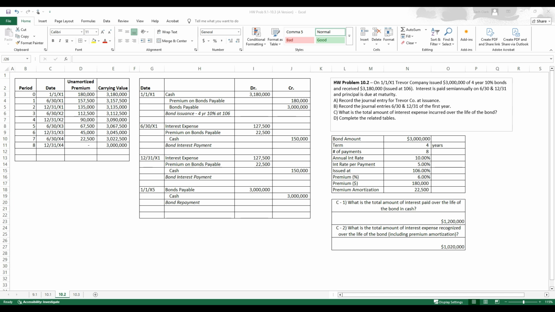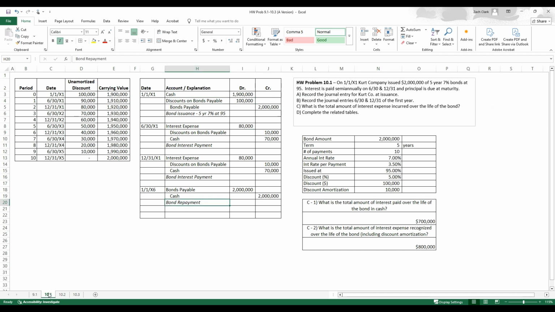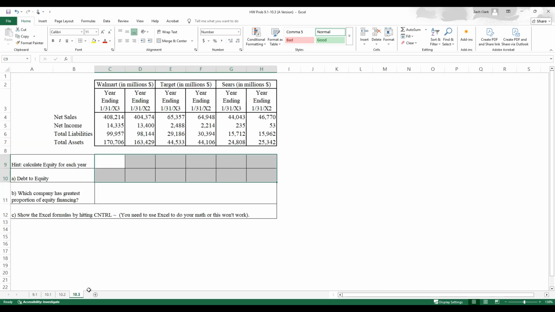Again, it's just a little different because we have the premium instead of the discount. So you just have to put it on a credit when you first recognize it and then amortize it with debits. Whereas when we have the discount, it goes on a debit side, reducing the cash you receive. And then we amortize it by crediting the discount on bonds payable. Okay.